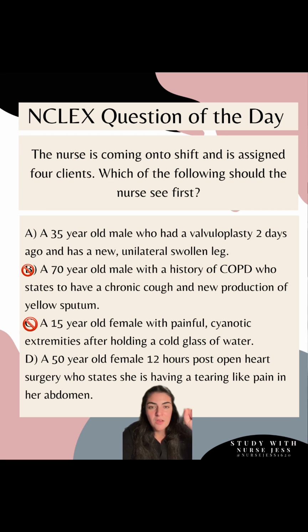So now I'm left with option A, which is the DVT, and option D, which is a 50-year-old female 12 hours post-open heart surgery who states she is having tearing-like pain in her abdomen. There is a keyword red flag in this sentence, and that keyword is tearing. When you hear the word tearing in the abdomen specifically after surgery, you're immediately thinking of a dissection, an aortic dissection, okay? This is going to trump option A because option D, that patient will bleed out into their abdomen and they are more unstable and critical than somebody who just has a DVT present.